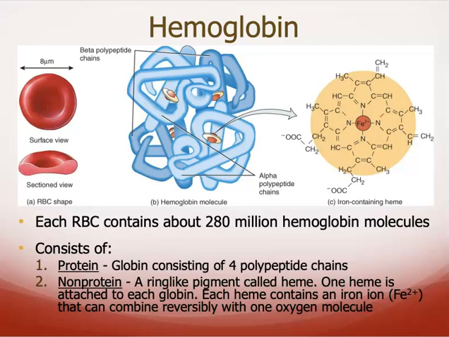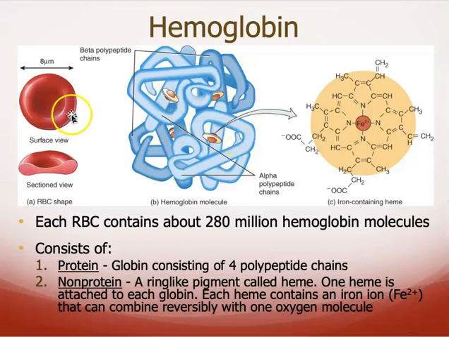Hemoglobin is a polypeptide molecule. So you have these four chains. Each one of them has a protein part, which is called globin, and then there's a non-protein part called heme. And that's this Saturn-looking thing here in the middle. That heme has an iron molecule in the middle of it, and that's what allows oxygen to attach. Each hemoglobin molecule, each one of these, can attach four oxygen molecules.